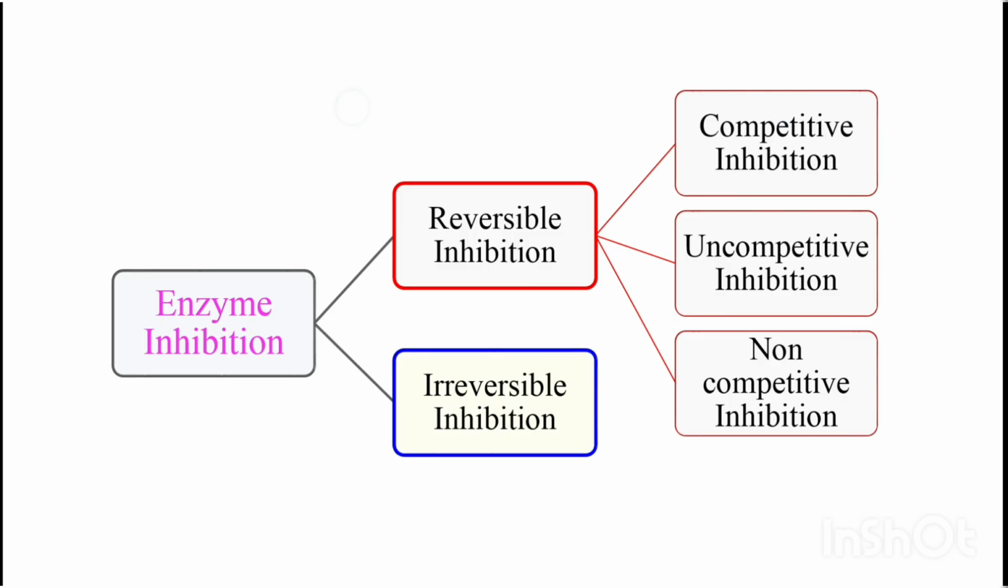So there are two types of enzyme inhibition, reversible and irreversible. Reversible inhibition includes competitive inhibition, which happens when a molecule blocks the substrate from binding to the enzyme's active site. Uncompetitive inhibition is a type of reversible enzyme inhibition where the inhibitor binds to the enzyme-substrate complex rather than the single enzyme. And non-competitive inhibition is a type where the inhibitor binds to the enzyme at any site other than the active site.